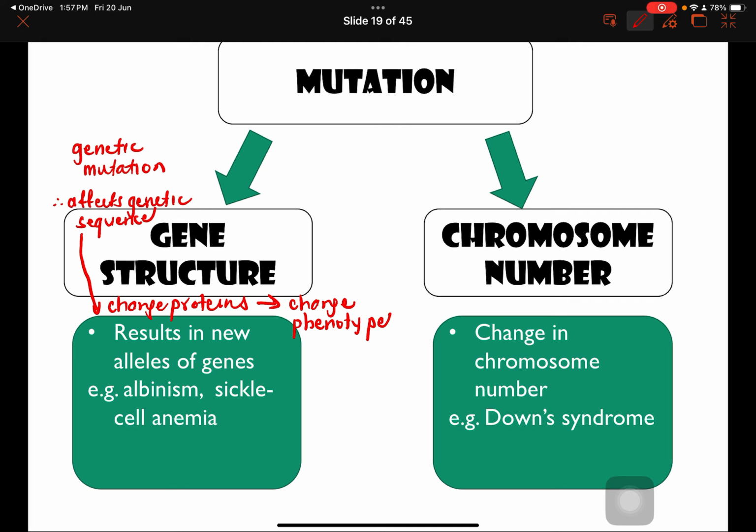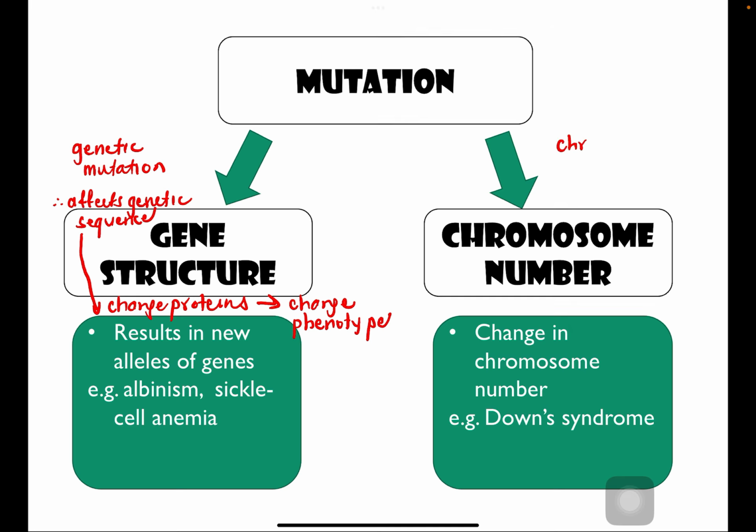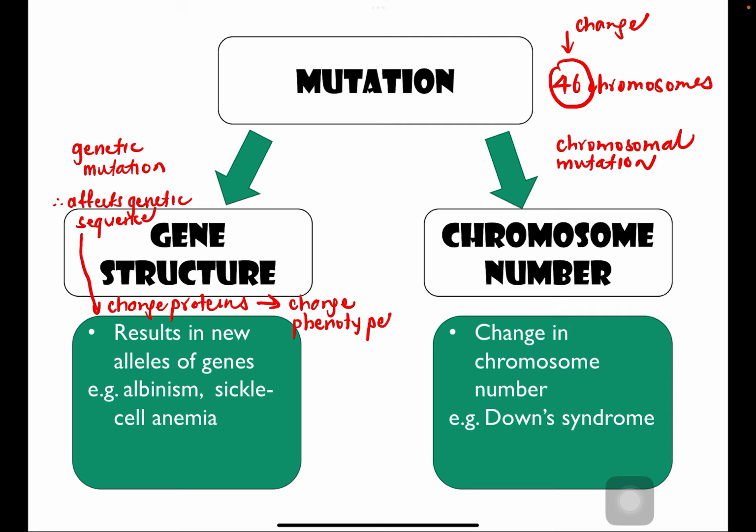The second kind of mutation is known as chromosomal mutation. We know that in humans, there are 46 chromosomes. So when there's a change in the number of chromosomes, it will result in chromosomal mutation. And I'll be giving a few examples of each mutation shortly. Let's start with genetic mutation.